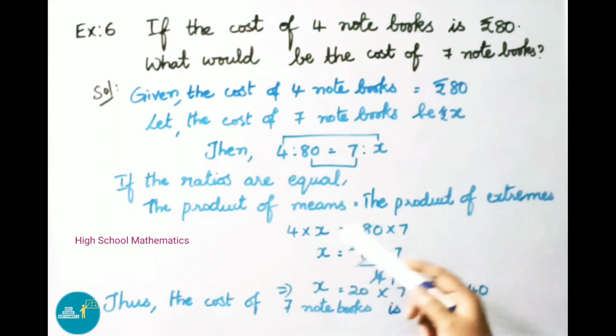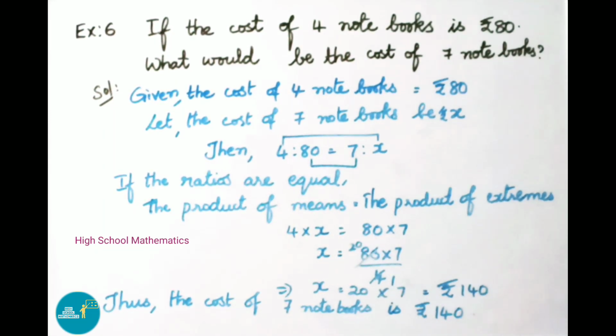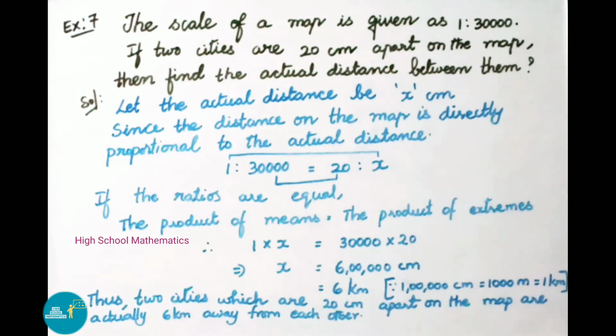Since both are equal, we have written in reverse order. x equal to 80 into 7 by 4. Here 4 is multiplying, on transposing it becomes divided by. 4 table, 4 ones are 4, 4 20s are 80. So x equal to, multiply numerators 20 into 7, that equals 140 rupees. Thus, the cost of 7 notebooks is 140 rupees.